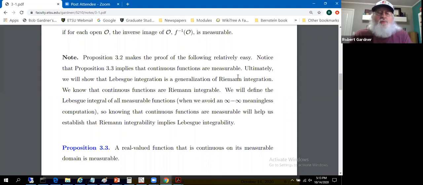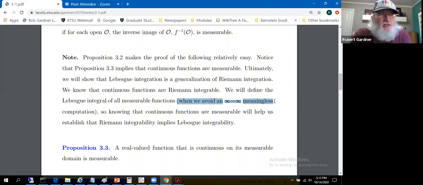Continuous functions are measurable. Now, the plan here ultimately is to show that Lebesgue integration is a generalization of Riemann integration. You know continuous functions are Riemann integrable. We're about to show that continuous functions are also measurable, and it's the measurable functions that we're going to integrate. We will define the Lebesgue integral of all measurable functions. Details to follow, a great number of details to follow.